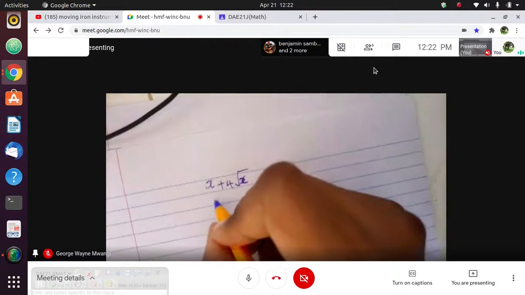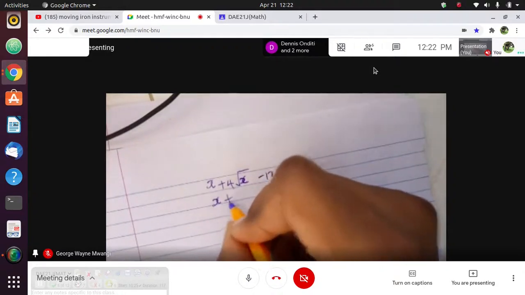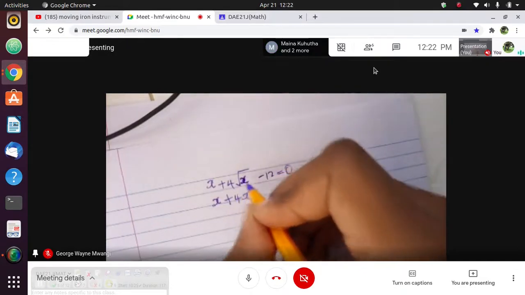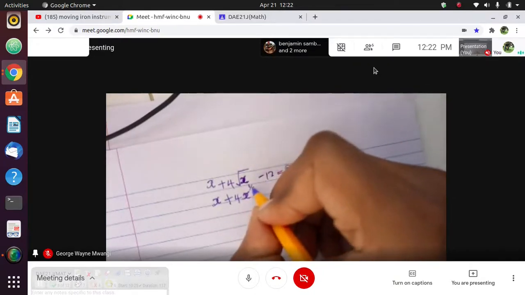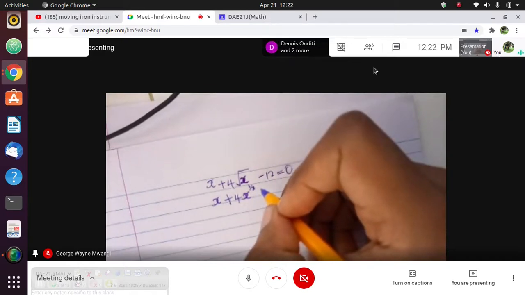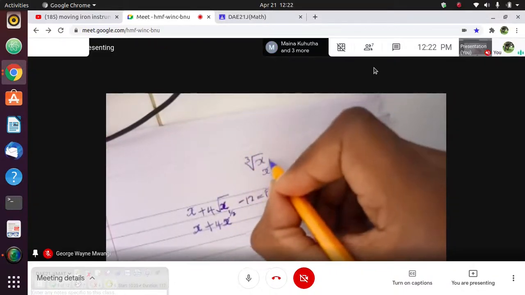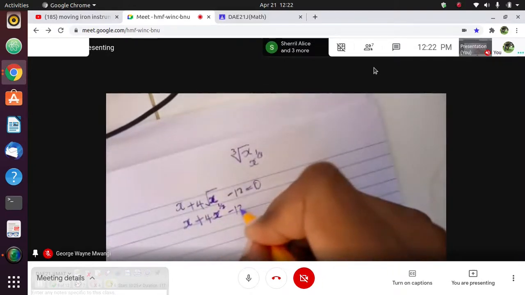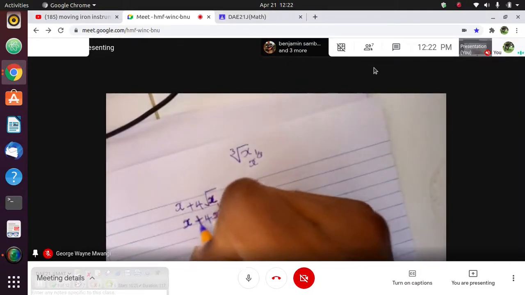Now, we can rewrite this equation as x plus 4. Remember, when you find the square root of a number, it is the same as raising that number to the power of a half. Sindio? If I'm finding the cube root of x, it's the same as raising that variable x by a third. Now, minus 12 is equals to 0. I have rewritten my equation like that.